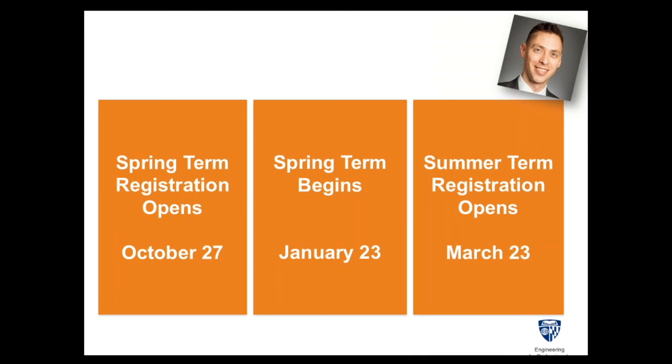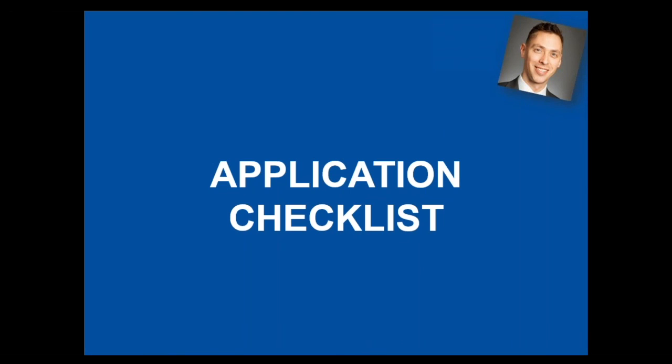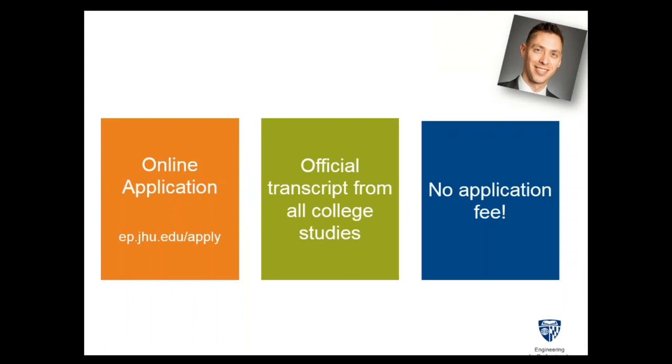Now, if the spring term is a little bit too soon for you to start, the summer term is right around the corner as well. Registration for summer opens on March 23rd, and that academic term begins at the end of May. On that note, I will mention that we have 3 academic terms, spring, summer, and fall. So it does give you some flexibility as to when you begin your degree program. We have rolling admissions, which means that you can apply any time of year for any one of those 3 academic terms.